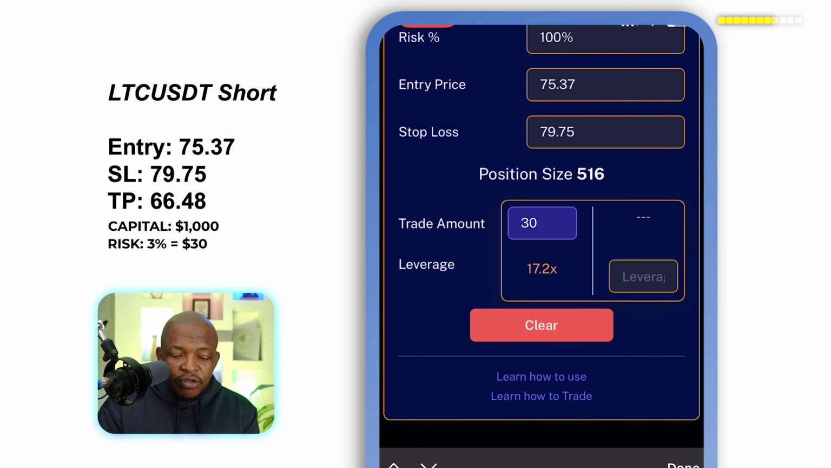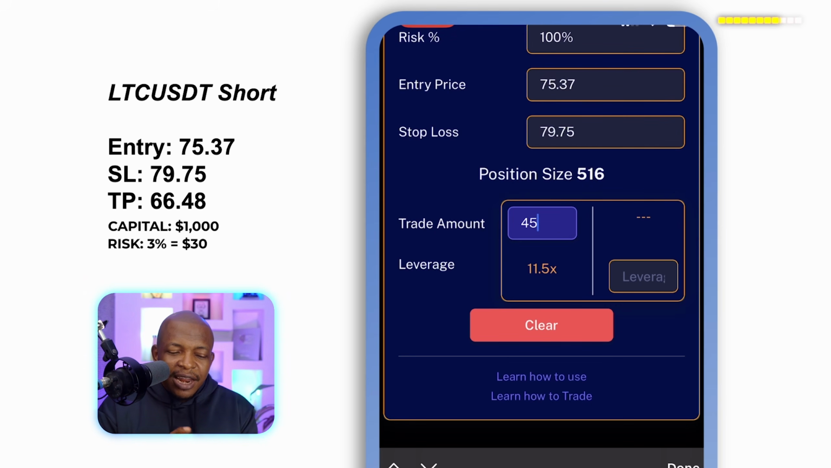Now I can choose to use a trade amount of $45. It means that my leverage is 11.5x. If I enter 11.5x as my leverage and put trade amount $45, enter my stop loss and all of that, the same thing will happen. If I lose, I lose only $30. When I win, I win $60. I hope that makes sense.